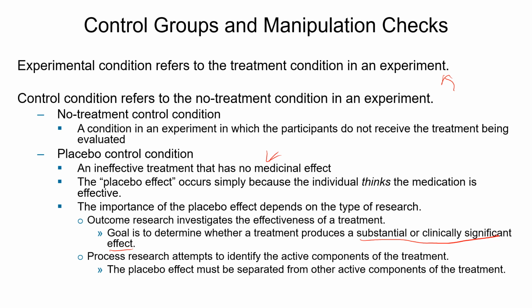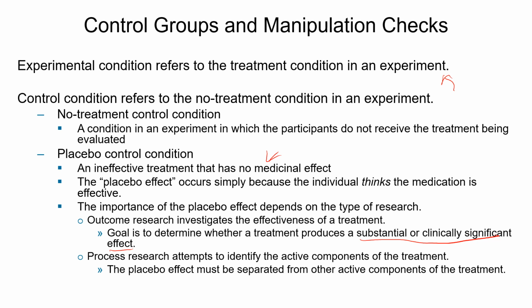Then process research attempts to identify the active components of the treatment, and for this, the placebo effect must be separated from other active components of the treatment. So through this, we're trying to find out what is actually going on. It could be that part of the effect of the drug is just the placebo effect, and the other part of the effect of the drug is the drug itself. And we need to be able to separate how much of an effect comes from placebo and how much of it comes from the drug itself.